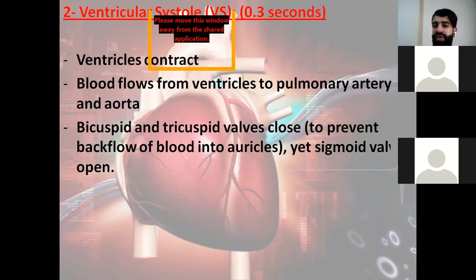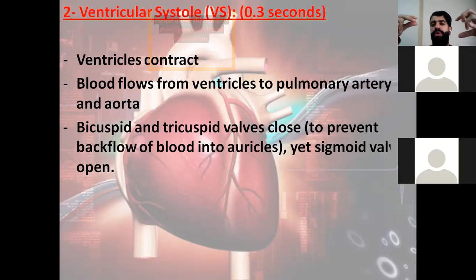Moving forward, ventricular systole. It's 0.3 seconds. How can we know that it's 0.3? Auricular systole is 0.1. And all the contractions together are 0.4. And in mathematical calculation, 0.4 minus 0.1 is 0.3.